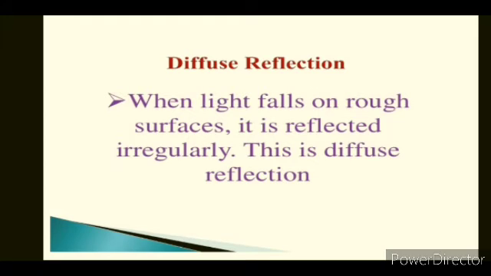Now we will talk about diffuse reflection. When light falls on a rough surface, it is reflected irregularly. This is diffuse reflection. It means for diffuse reflection, the surface is irregular in nature.